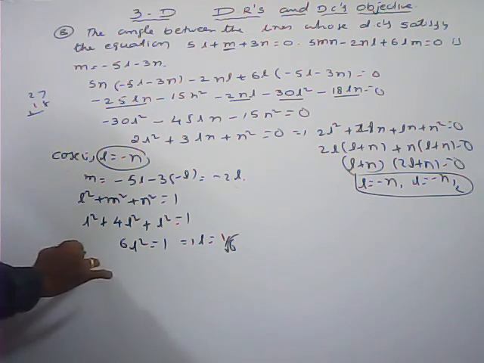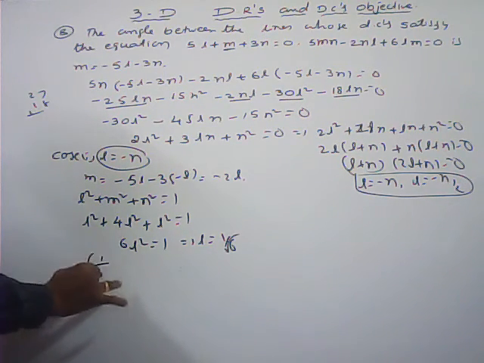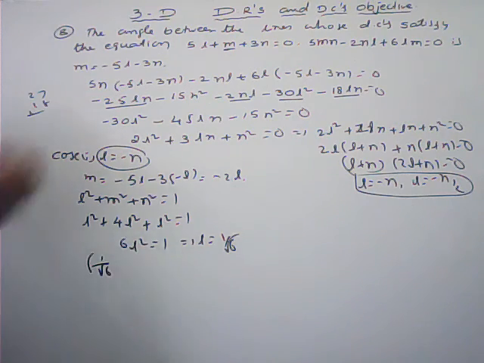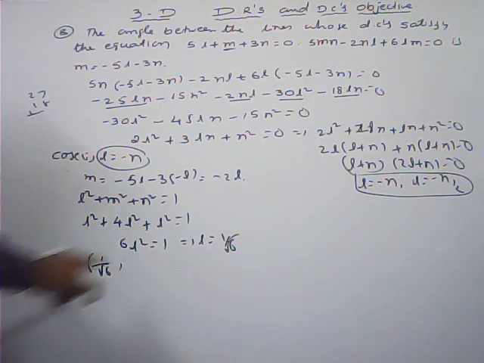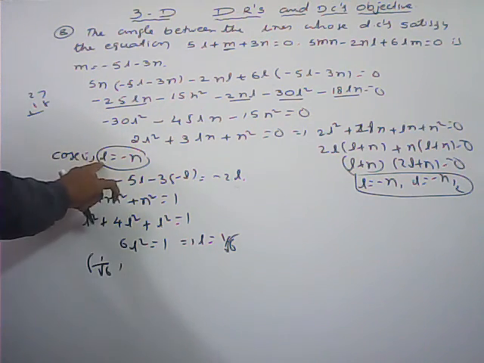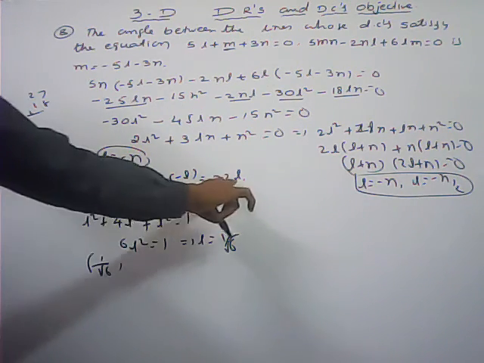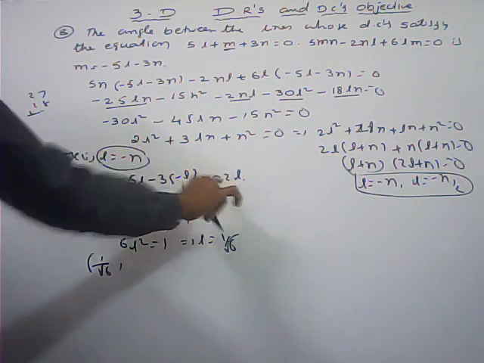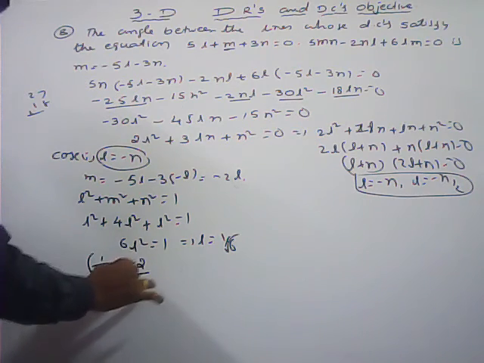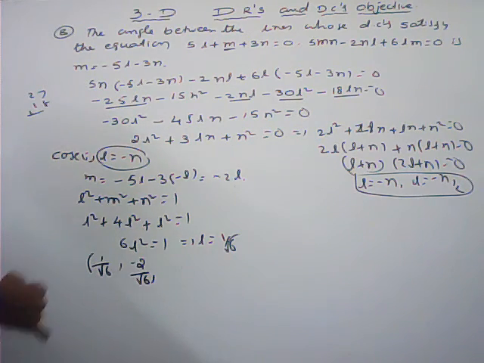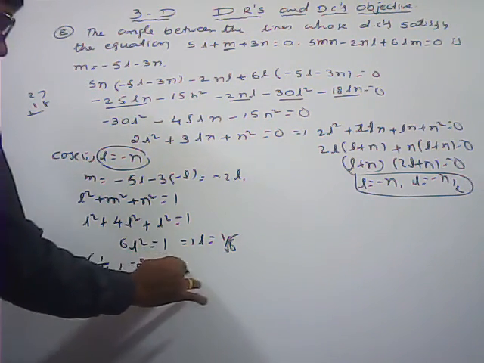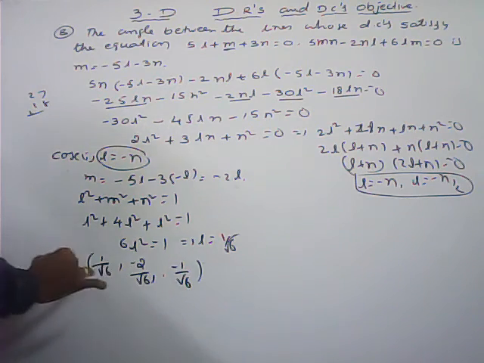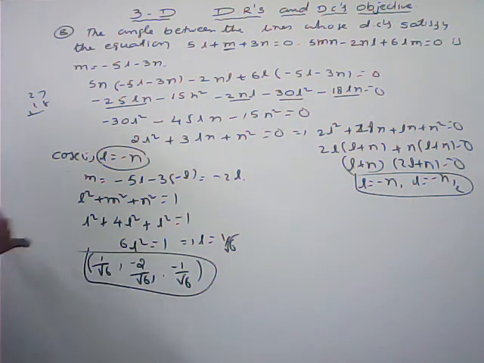If l is equal to 1 by root 6, here two cases, you can take either positive or negative, no problem. You can get the same one. If I take l equals 1 by root 6, m is minus 2 by root 6, and n equals minus l, that is minus 1 by root 6. These are the DCs of the first line.